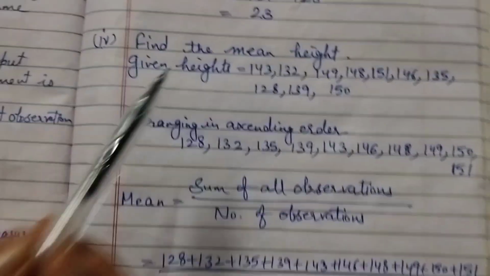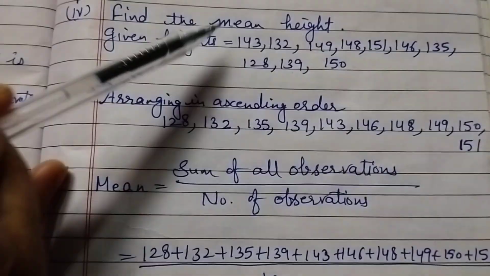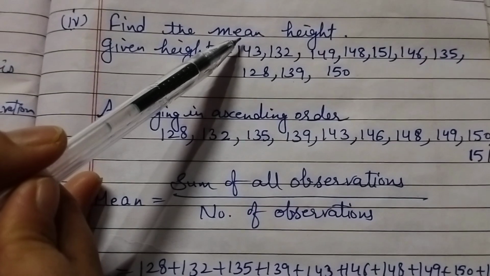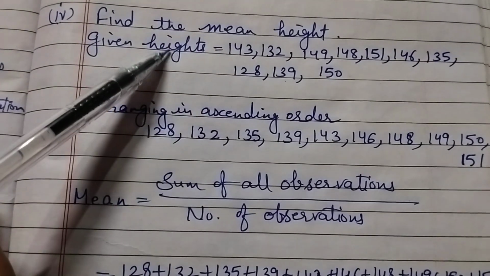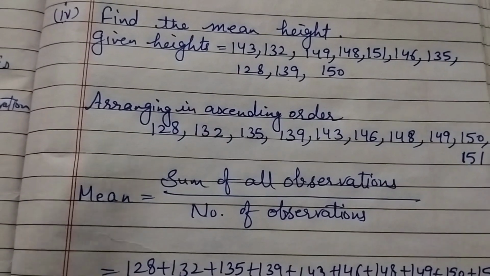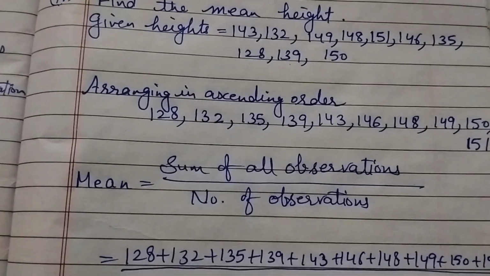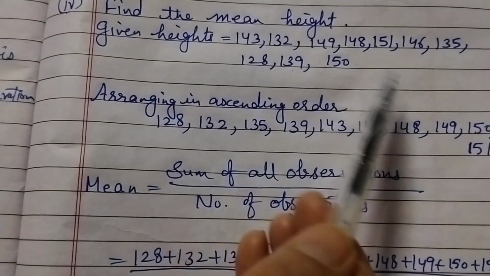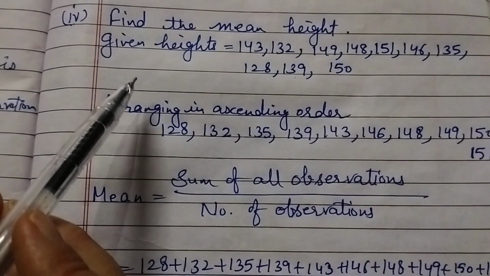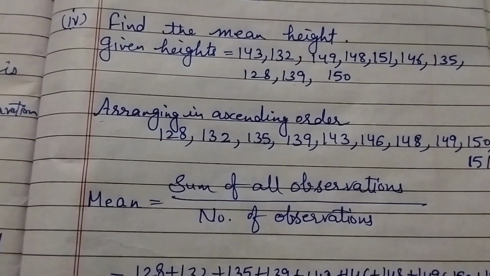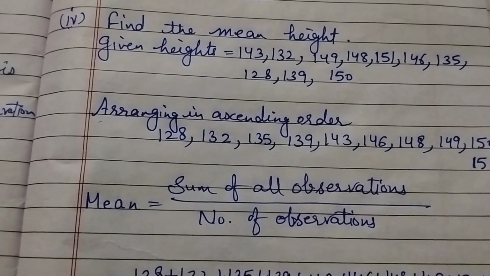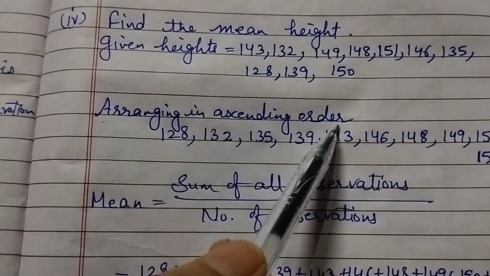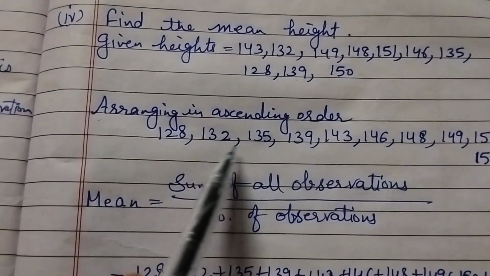Now fourth part, find the mean height. Mean height means here you have to find the mean. Firstly we will write the given heights, which means we write the raw data. Firstly whatever numbers are given to you, you will write as it is. Next step is arrangement of the data, which means we will arrange this in ascending order. We arranged these in ascending order.